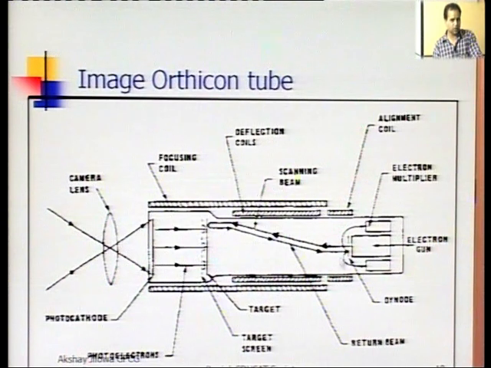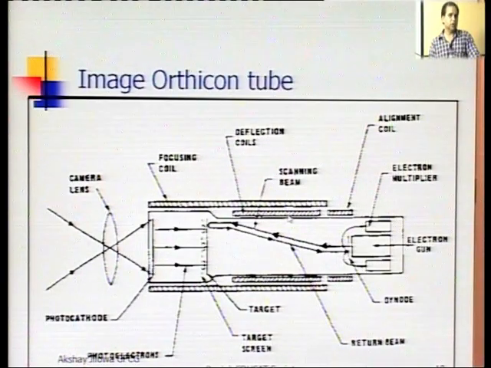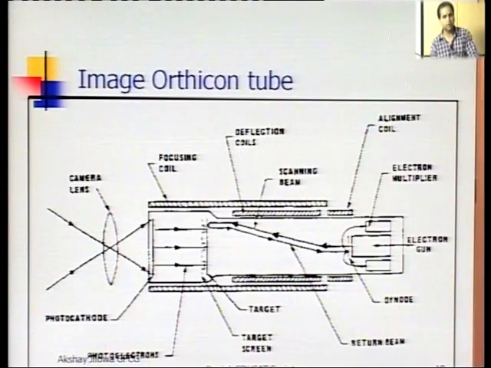This is the cross sectional view of the tube, the image orthicon tube, as I have shown by these dotted crossed lines. The alignment coil is wound around the tube here. Then we have the deflection coil. The deflection coil is the coil in which the current flows, and the electron beam travels under the effect of the deflection coil.